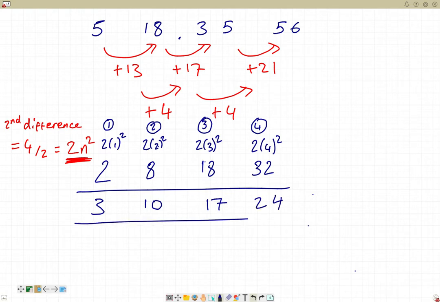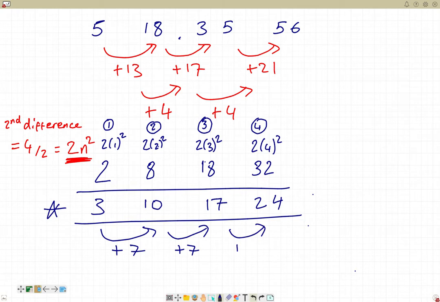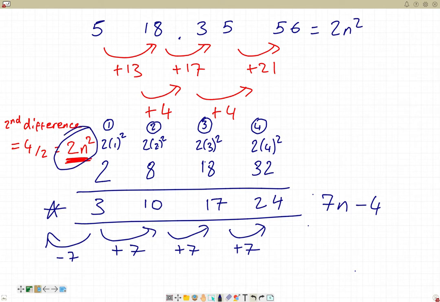Now I find the nth term of this new linear sequence I've just generated. The difference is plus 7, plus 7, plus 7. So 7n. And then the zero term, just take away 7: 3 take away 7 gives me negative 4. So minus 4. So my final answer for this is 2n squared plus 7n minus 4.